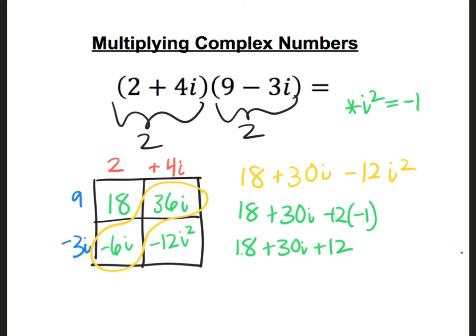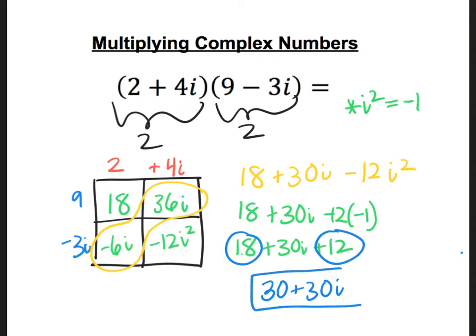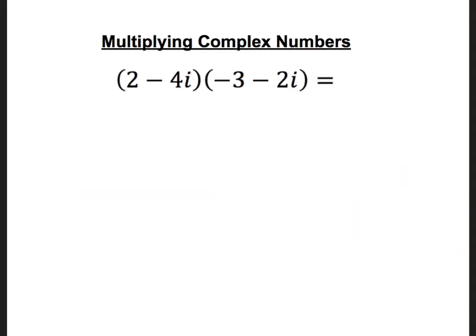All right, so then I just need to combine my like terms. I have 18, I have 12. So 18 plus 12 gives me 30. We're left with plus 30i. So my final answer would be 30 plus 30i.